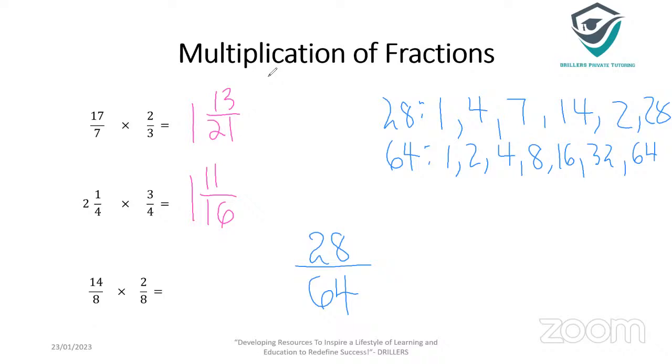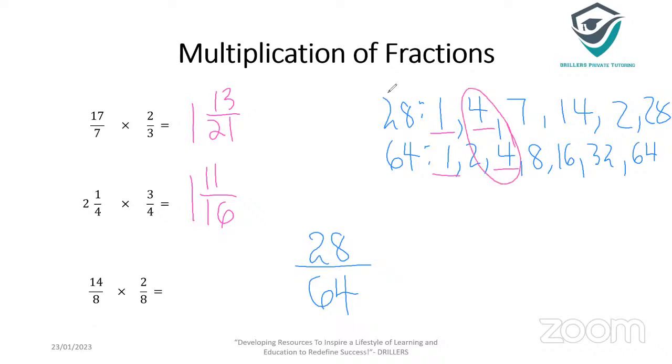Right, so we have to look for the largest number that is common between them. So we could probably underline all the common numbers. We have 1 here that is common between the two. We have 4 here that is common between the two. If we look at the list, we have no other numbers that are common. So we want to get the highest common factor. The factors are numbers that 28 and 64 can be divided by. So the highest or greatest common factor is 4.